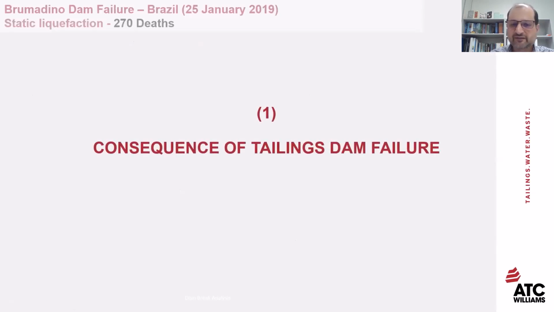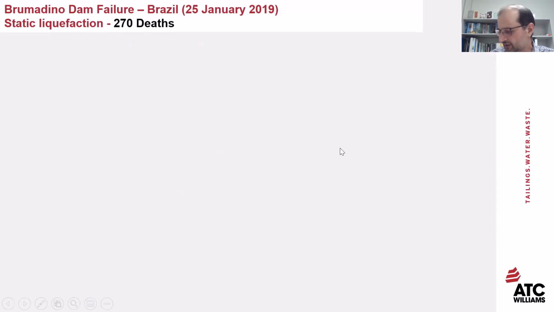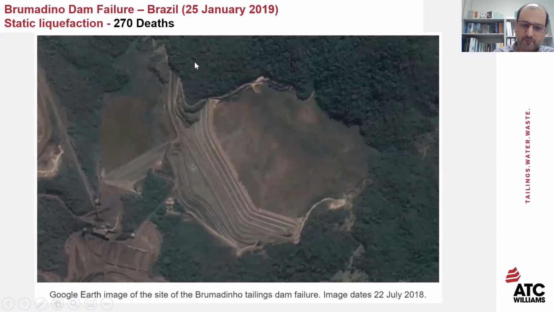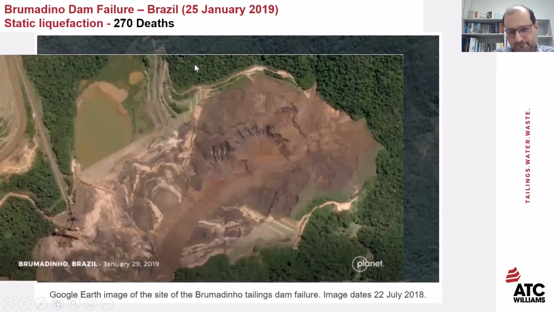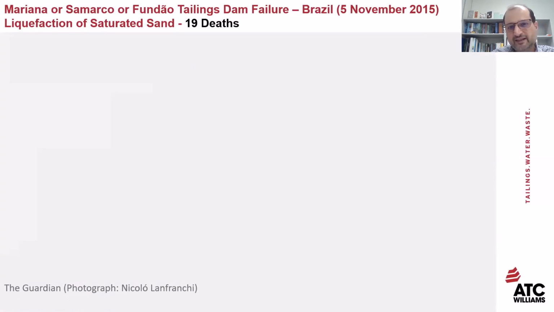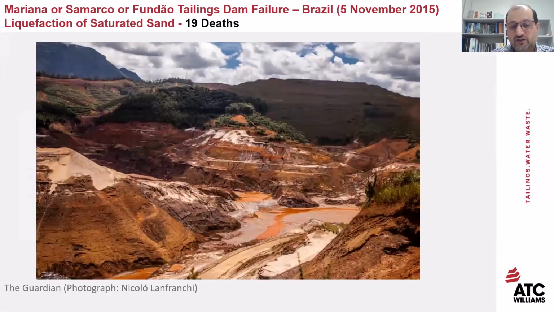The consequence of a tailings dam failure, as we have all heard many times: the latest major one was the Brumadinho dam failure in Brazil, on the 25th of January 2019, which cost 270 lives. That's an image of the facility before and after the failure. Another one we're all familiar with is the dam break of Mariana, the Samarco or Fundão dam failure, due to liquefaction of saturated sand, on the 5th of November 2015, which caused significant environmental impact and also 19 deaths.